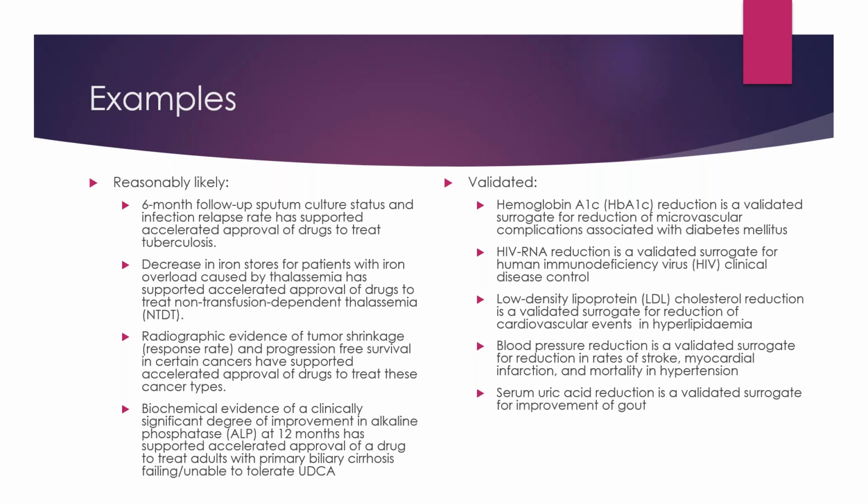HIV-1 plasma RNA reduction is a validated surrogate for human immunodeficiency, HIV, clinical disease control, that is, prevention of decline in CD4 count and a reduction in opportunistic infections, and indeed a complete reduction in the frequency of death, and is now used as the primary outcome for trials of anti-HIV medications.